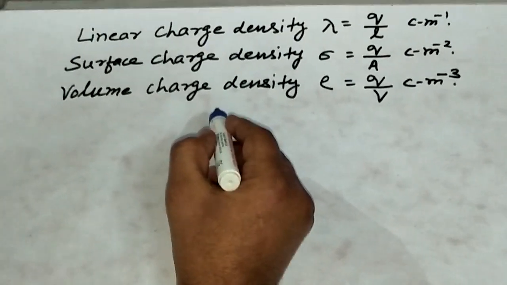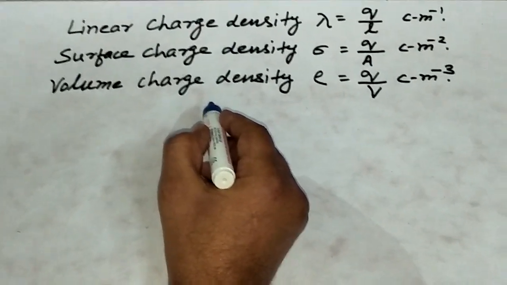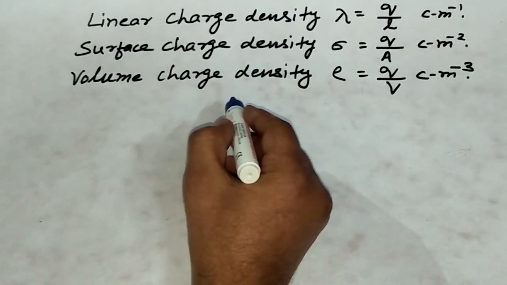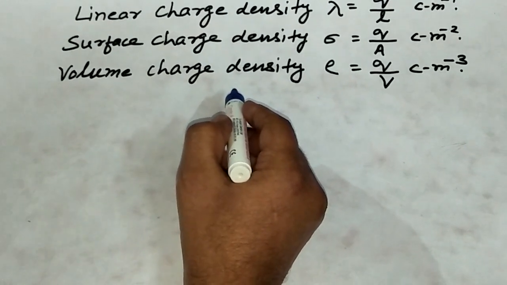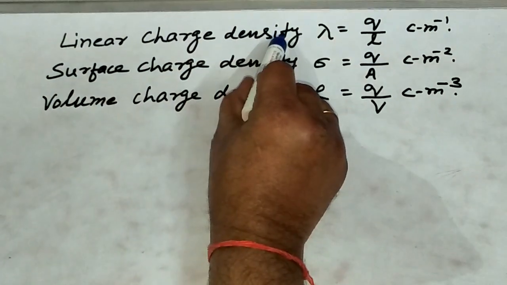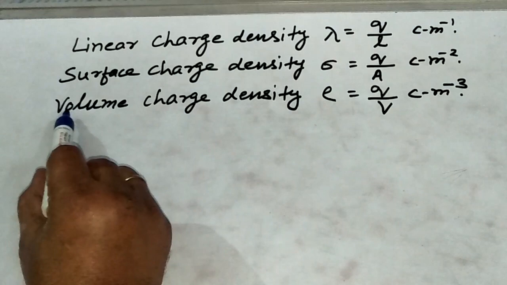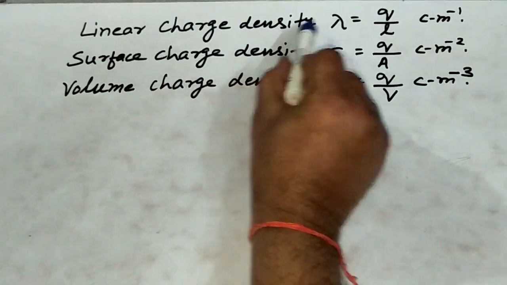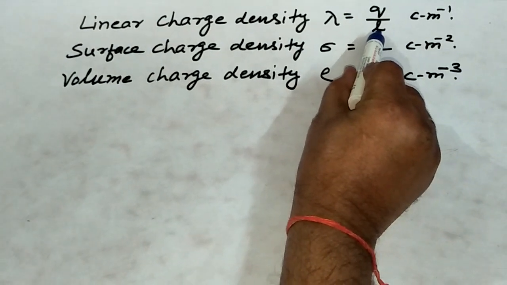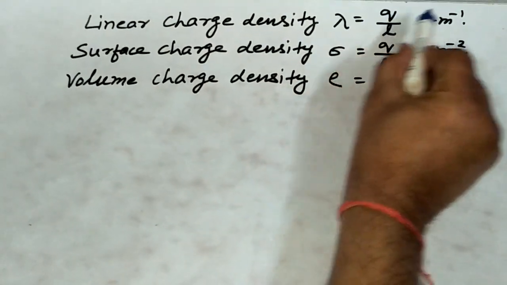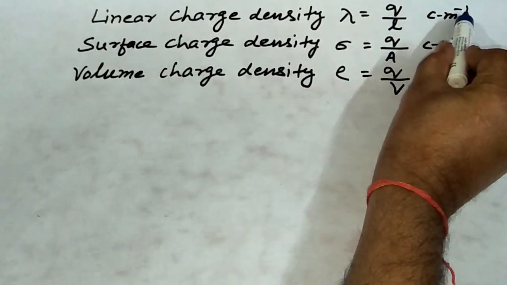Student, in this video, I am going to discuss the electric field due to an infinite line of charge. But before I start this topic, first I want to tell you about the linear charge density, surface charge density and volume charge density. Linear charge density is what? Charge per unit length, and it is denoted by lambda. So lambda is equal to Q by L and its unit is coulomb per meter.